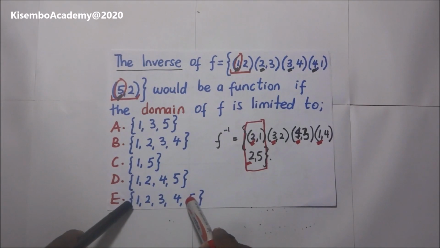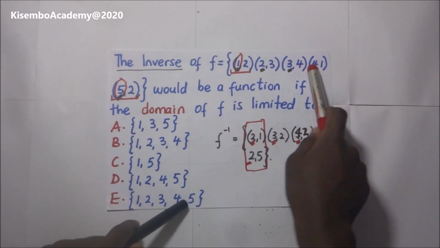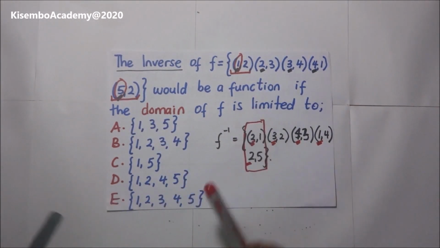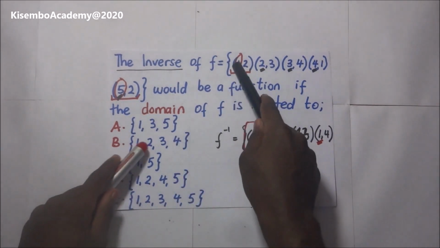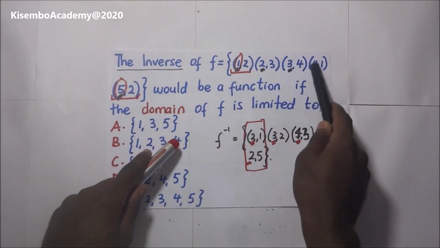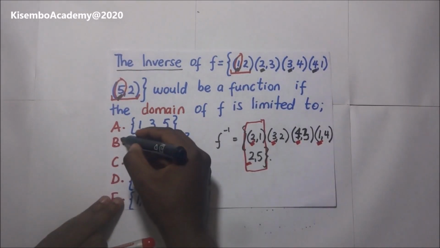Then we come to part E, which is 1, 2, 3, 4, and 5. Part E includes all of them, so it's not it. The answer here is B. B has 1, 2, 3, and 4, meaning we've eliminated this one. So part B is the answer here.